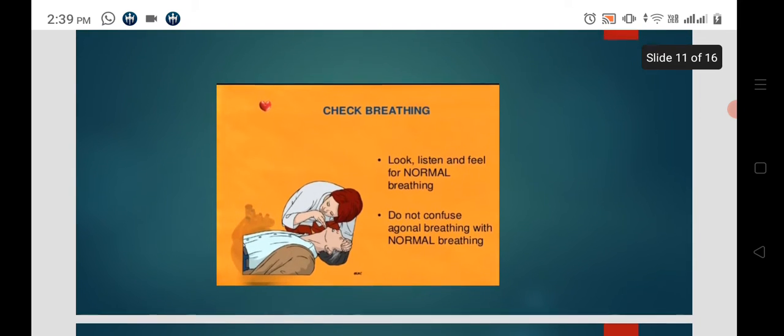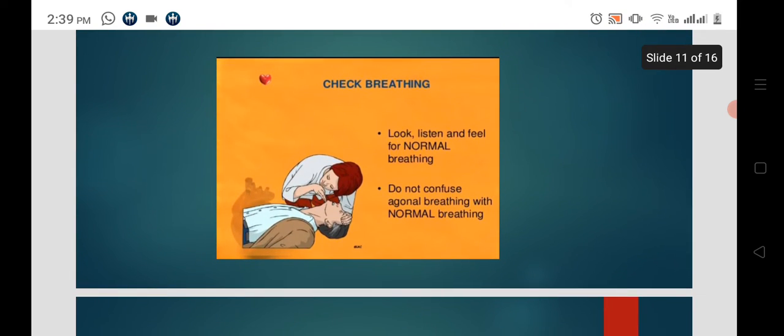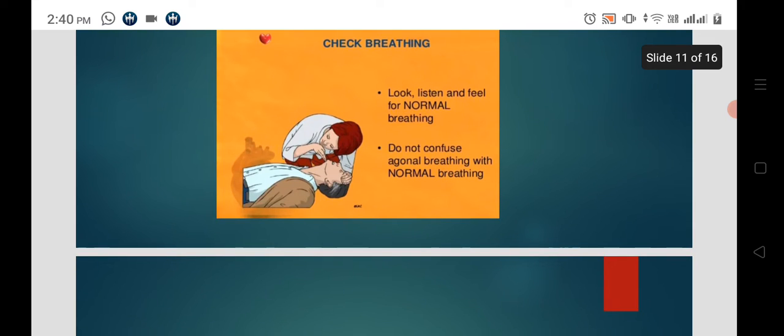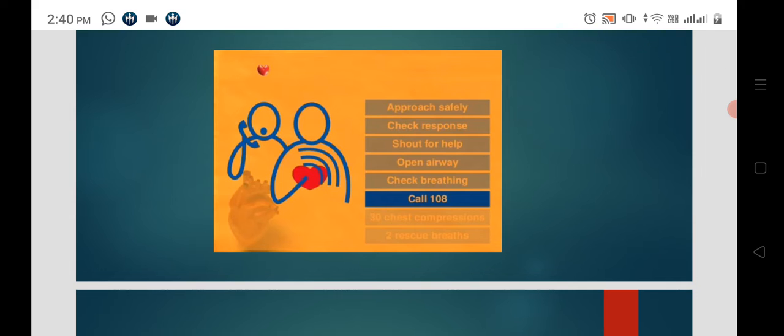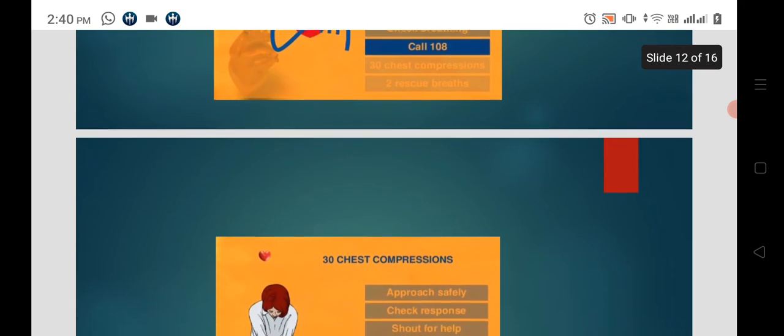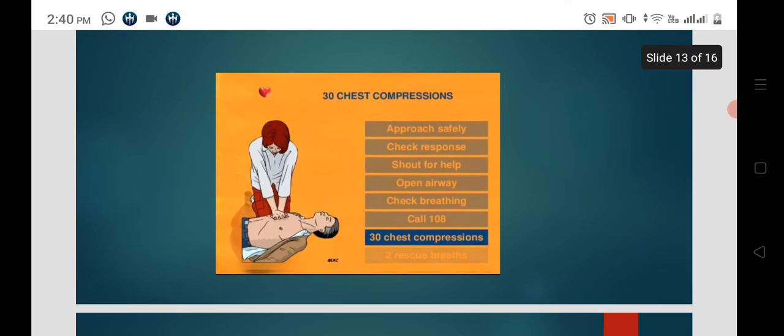And next, the fourth step is checking for breathing. How will you check for breathing? You can listen for normal breathing, and you can feel for normal breathing by watching the chest. Or you can listen and look at the patient. If he is not breathing, then you can call 108 or the ambulance number. Then you can start the 30 chest compressions.